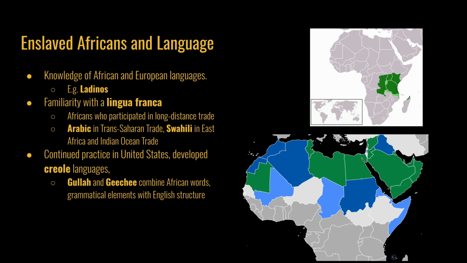Gullah or Geechee combined African words, grammatical elements, and English structure. Black English, a variety of English influenced by West African grammar, vocabulary, and pronunciation, also emerged during this period. Speakers of these languages are still around today, and the Gullah Geechee culture has been recognized as one unique and significant cultural heritage of the United States.